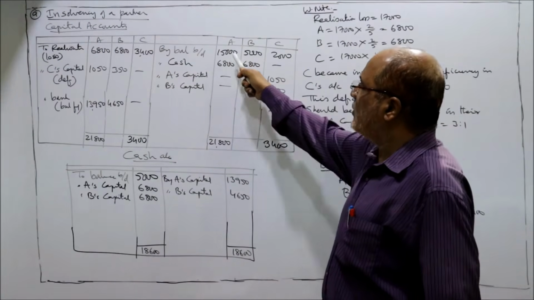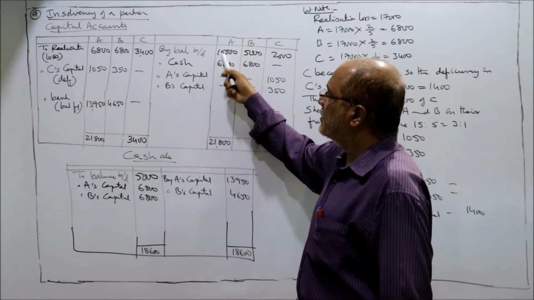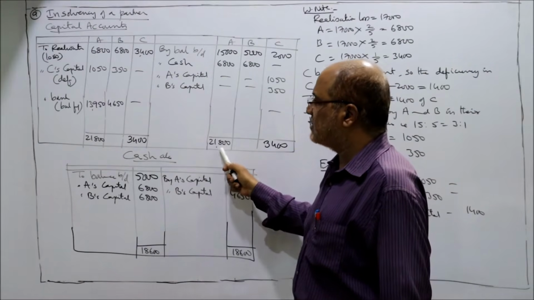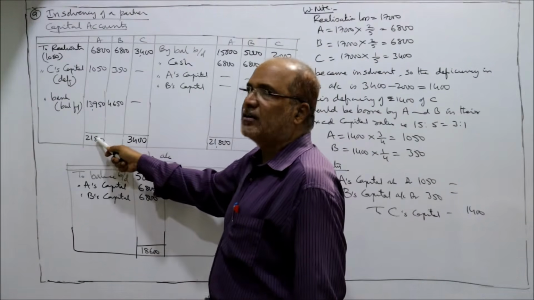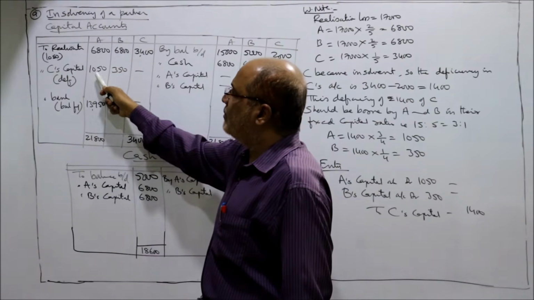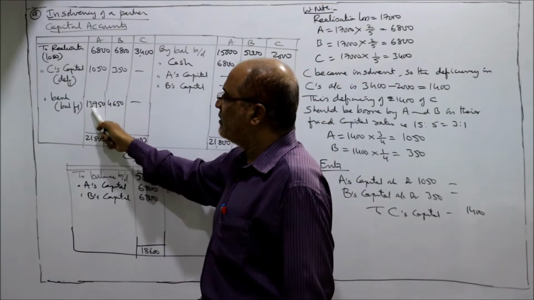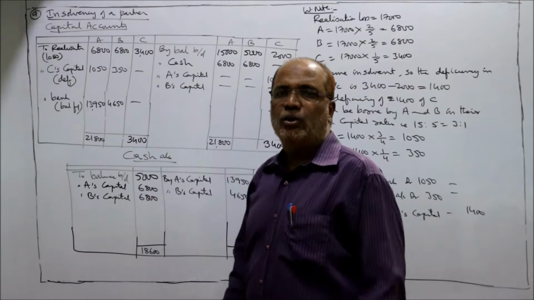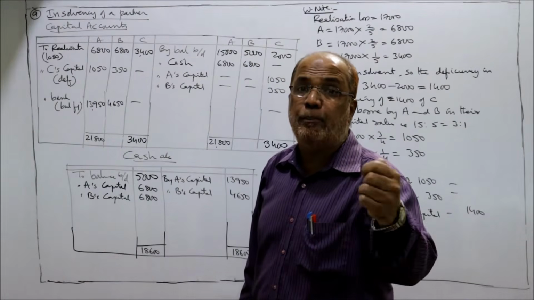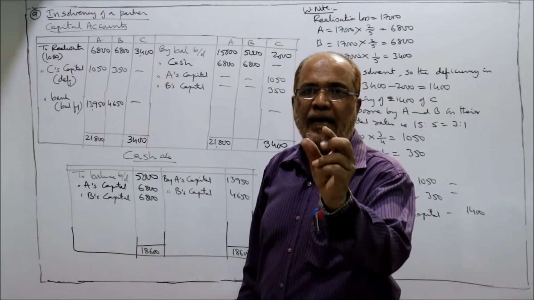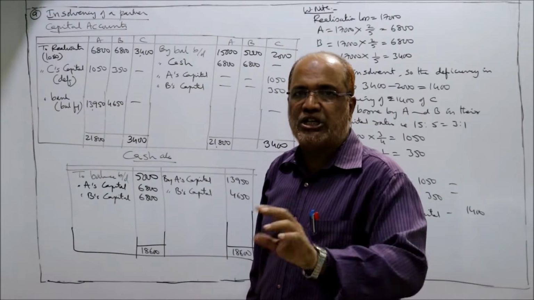Now we have to find out how much is the total of A. Credit side 21,800, here also 21,800 minus 6,800 minus 1,050, remaining 13,950. So 13,950 should be paid to A. So A's capital account debtor to cash.